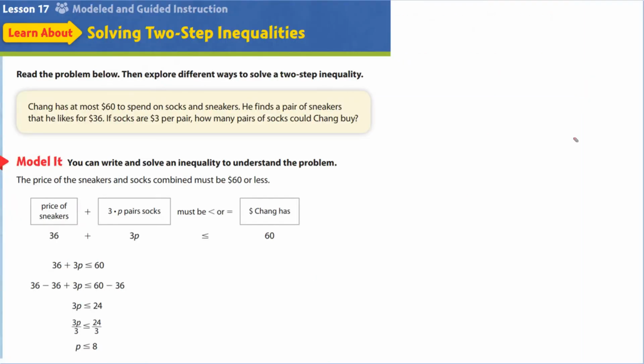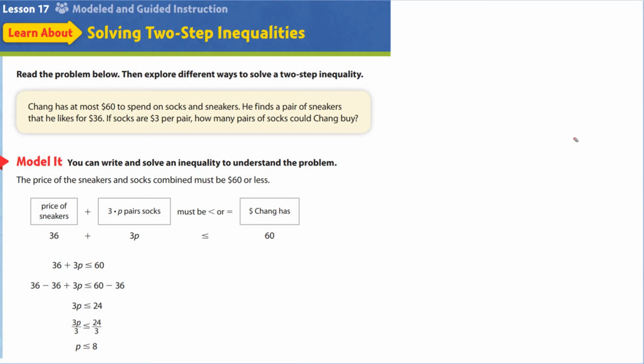Let's read the problem below, then explore different ways to solve a two-step inequality. Chang has at most $60 to spend on socks and sneakers. He finds a pair of sneakers that he likes for $36. If socks are $3 per pair, how many pairs of socks could Chang buy?